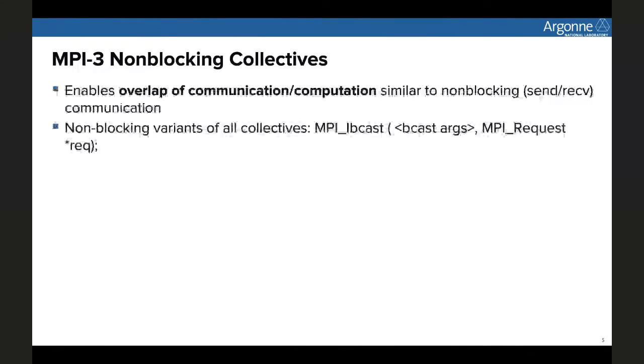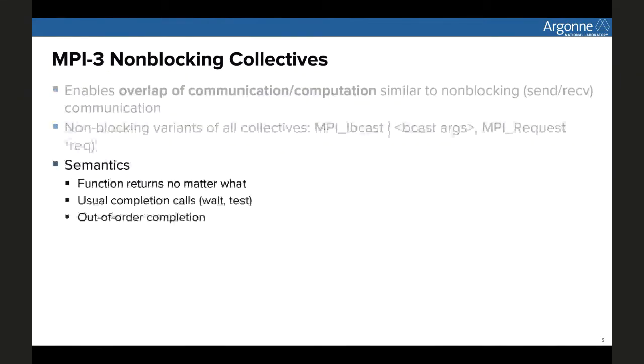The non-blocking variants of the collectives are similar to how send and receive have MPI_Isend and MPI_Irecv. MPI_Bcast has its non-blocking variant, MPI_Ibcast, so it has this request. As the name suggests, it is non-blocking, so the function returns as soon as it is issued, and the usual completion calls such as wait and test that are available for non-blocking send and receive are also available for non-blocking collectives. The ordering is not guaranteed, so the completion could be out of order across multiple non-blocking collectives.